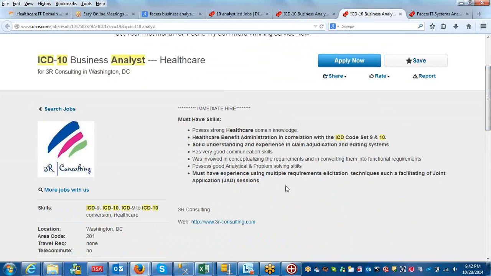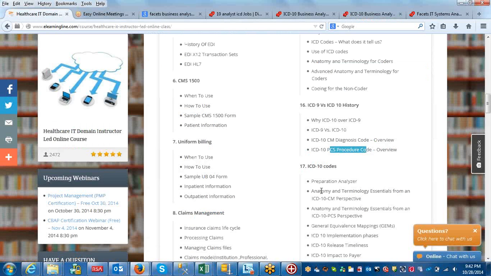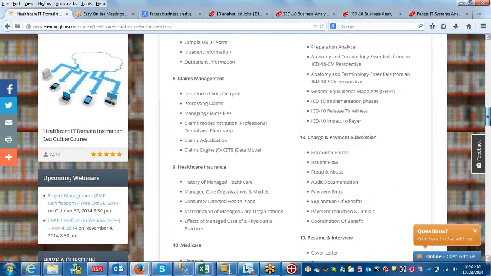Let's look at it if we get something. Look at this job, okay? Very simple job. Healthcare domain knowledge, healthcare benefit administration in correlation with ICD code set. So it's talking about very high level 9 and 10 knowledge. Solid understanding and experience in claim adjudication and editing system. Now let's go here. Look at how much claims knowledge you are getting.